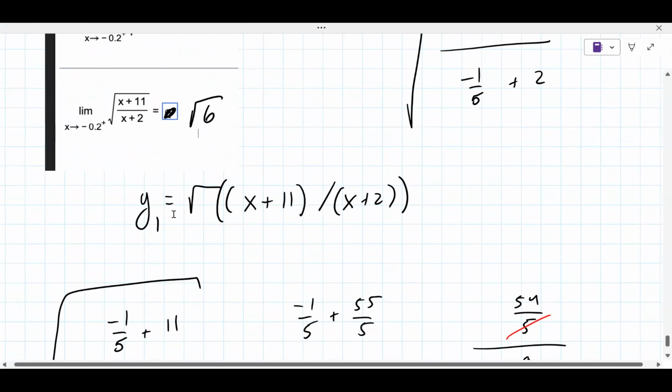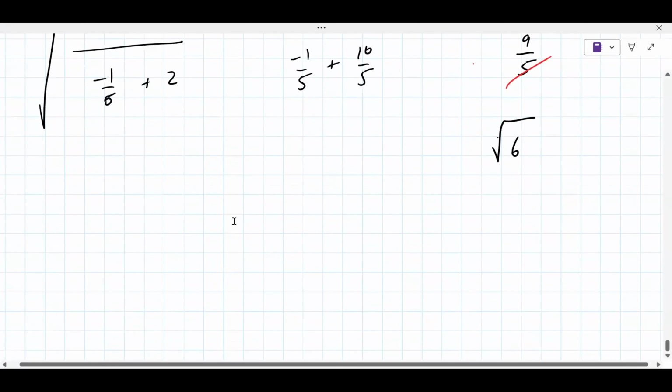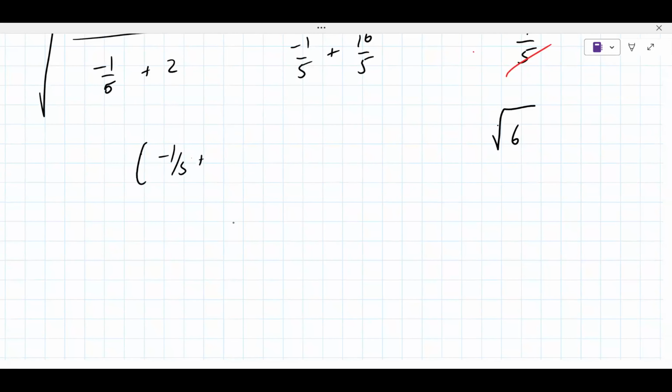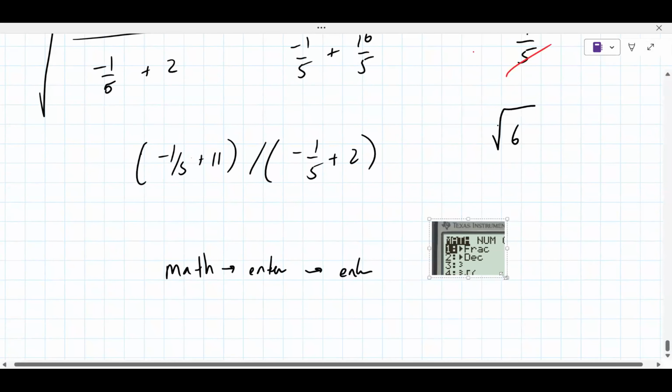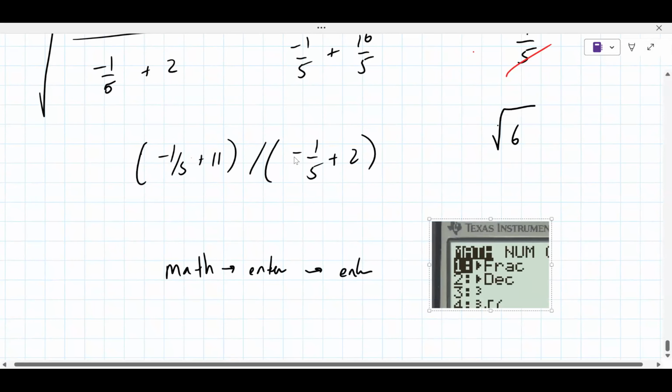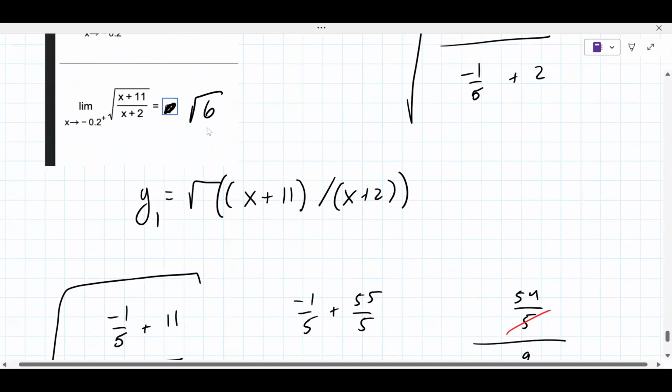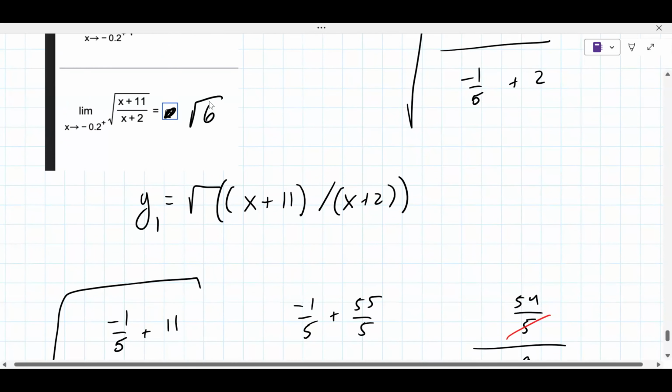So the thing to do in your calculator is to do the minus 1/5 plus 11 slash minus 1/5 plus 2, or the minus 0.2, and then do the math, enter. Because that gives you the fraction. That's the 2 frac for fraction. Have you seen that before? Yes. Okay, and that is very helpful. Now don't do the square root, because the square root messes things up. You get that number, and if you did this right here, you'd get 6, and then you put the square root with it in the answer, because we don't know the square root of 6. It's an irrational number.